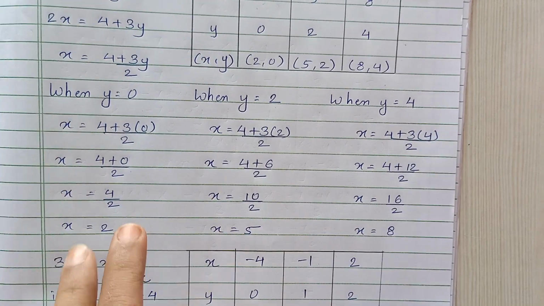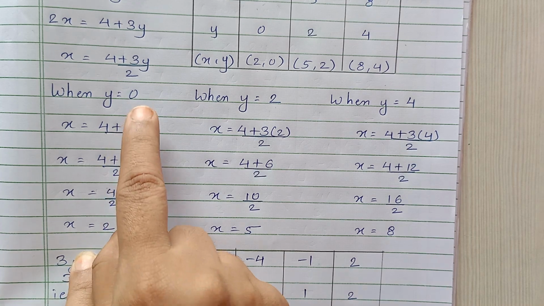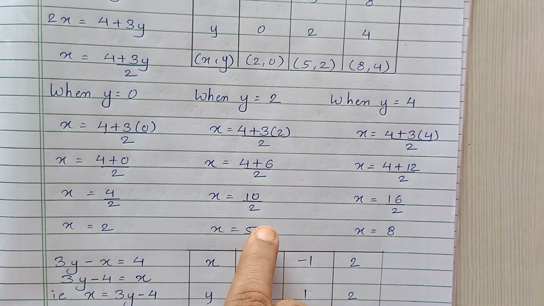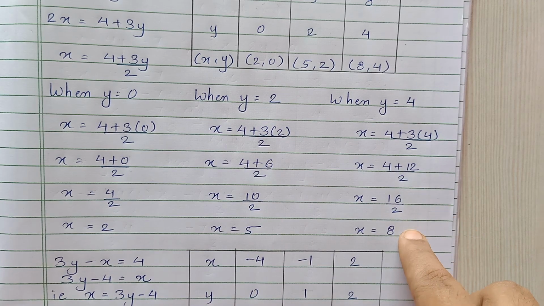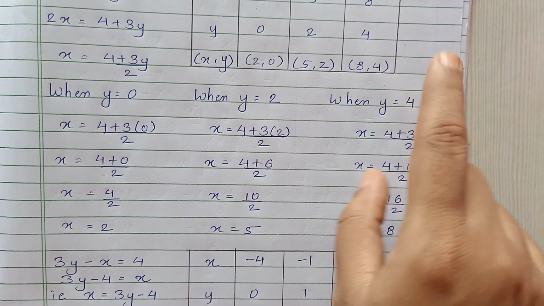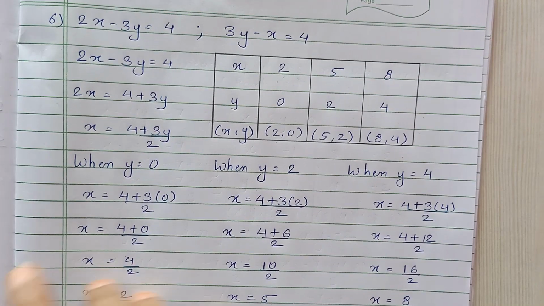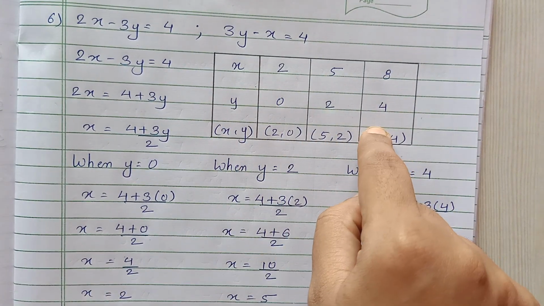So the first point that we got for the graph is 2, 0. The second point that we got is 5, 2. The third point that we got is 8, 4. Now all these 3 points we have to jot them down in a table like this.